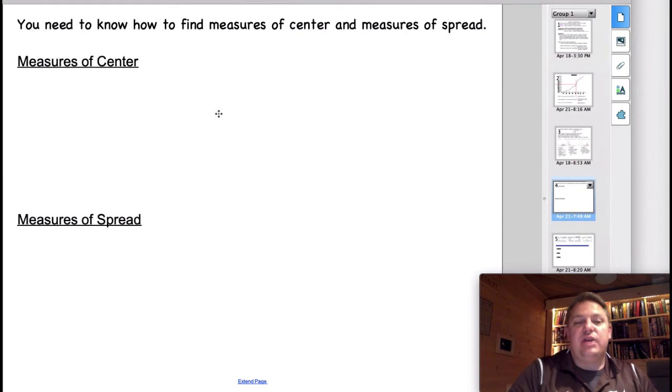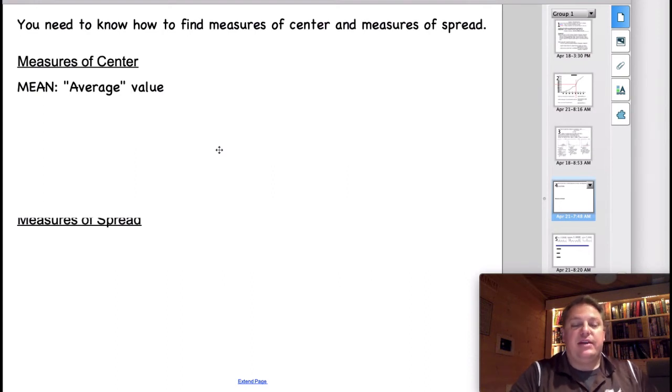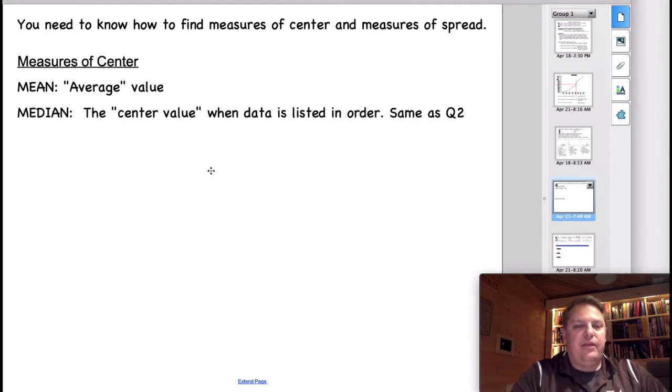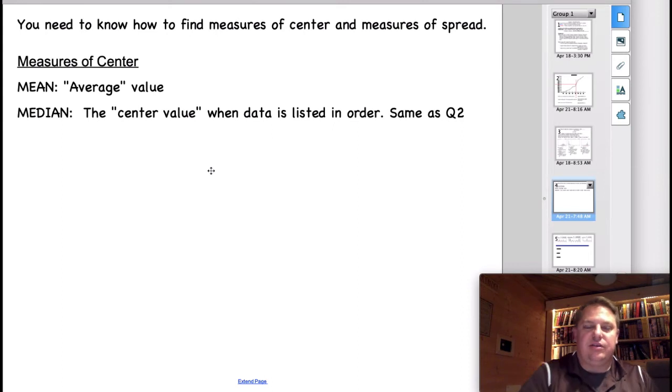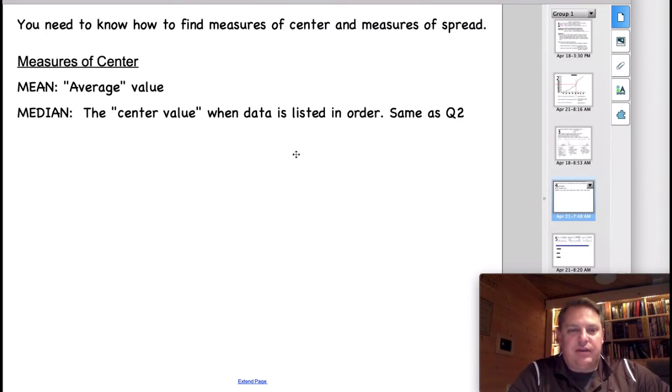Okay, so in general, when you're talking measures of center versus measures of spread, if they ask for the mean, that is just the average value. It's X bar on your calculator. You just add them all up and divide by the number of things. The median is the center value. It's the 50th percentile. It's exactly halfway from the lowest point to the highest point. When your data list is in order, median and Q2 are the same thing.